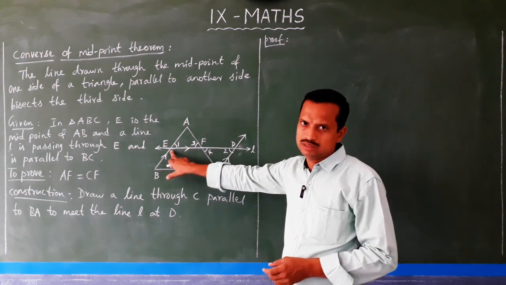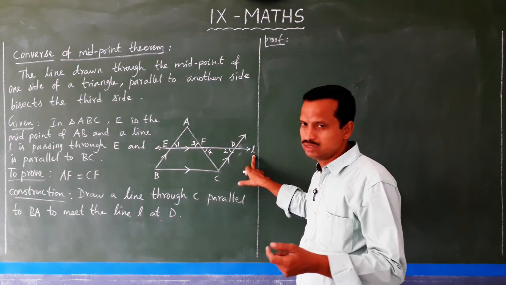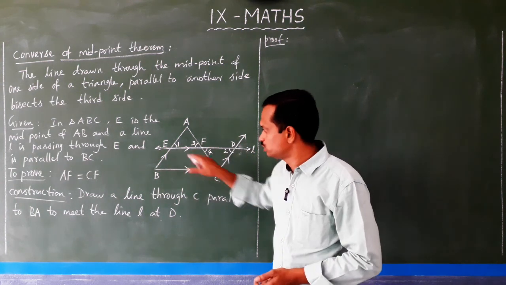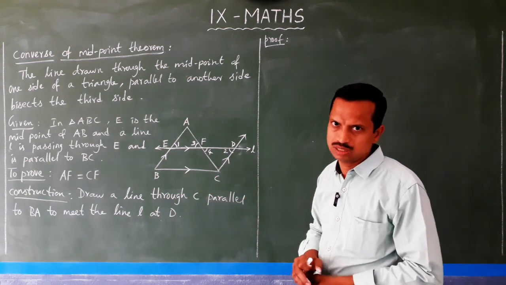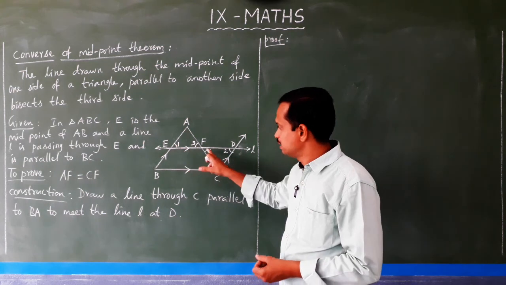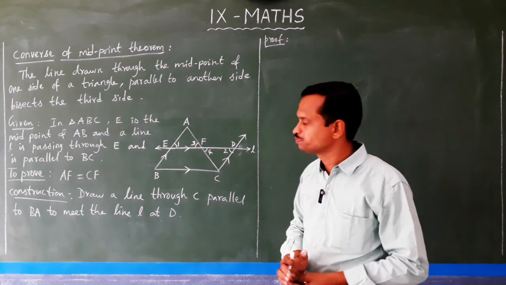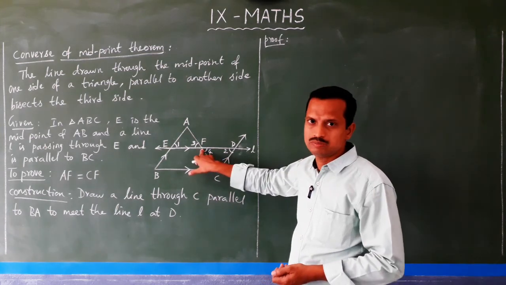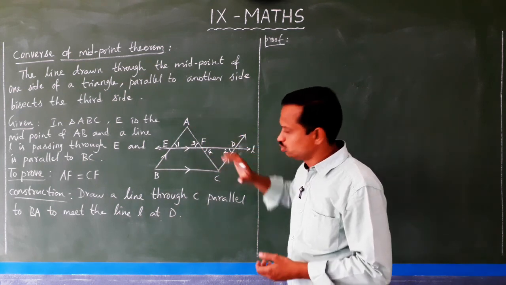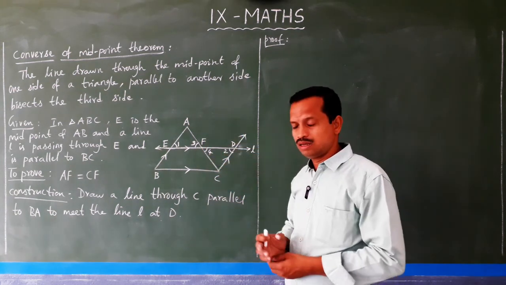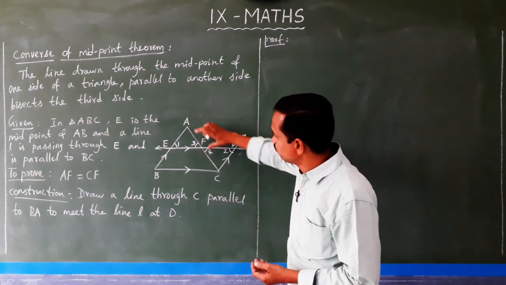Through this midpoint E, draw a line L, a small l. We just name it: small l is the line through E which is parallel to another side BC. Then this line bisects the third side. Now the third side is AC. Clear? That means it meets AC at F, and we have to say AF equal to CF. That means line L bisects the third side. If it bisects, then we have AF equal to CF.